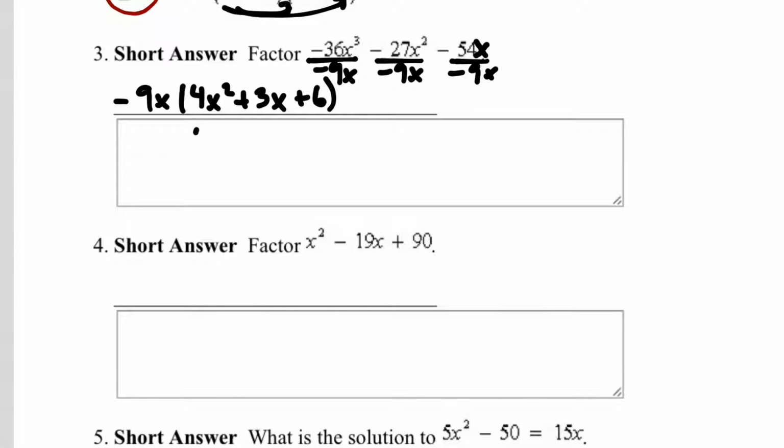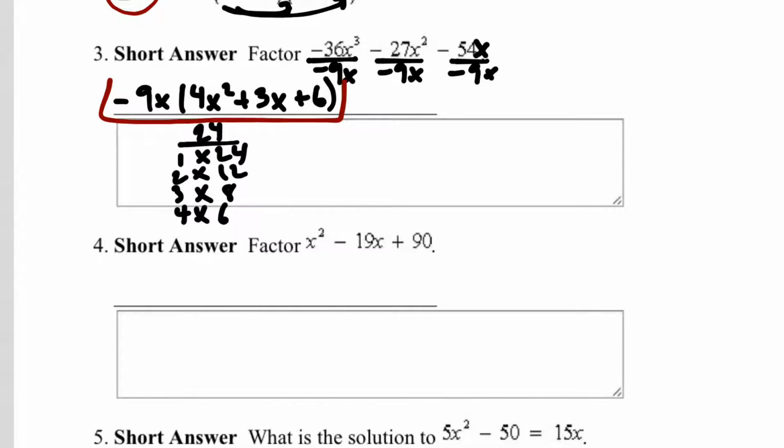4 times 6 is 24, so you're looking for two numbers that multiply to make 24 and add up to make 3. And you might try 1 times 24, and you might try 2 times 12, and you might try 3 times 8, and you might try 4 times 6, but nothing works, right? Since none of those work, you're done at this point. That's finished.